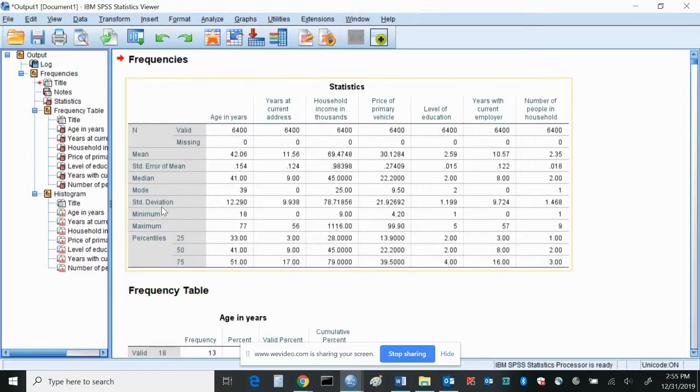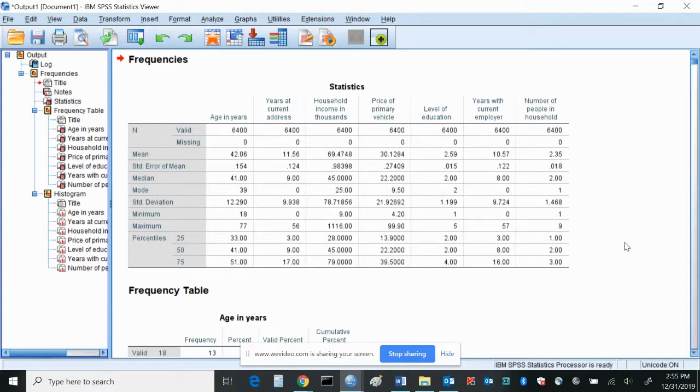Then I also have the standard deviation of 12.29, which means that essentially, on average, each of the values in the distribution is about 12 years. There's about a 12-year difference from each of the values to the mean age of 42.